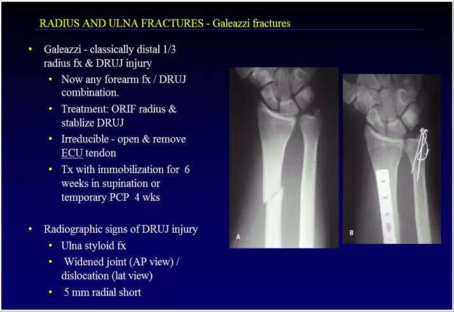Galeazzi fractures, a couple eponyms you probably need to remember. The classic Galeazzi fracture is a fracture of the distal 1/3 of the radial shaft with an associated dorsal dislocation of the ulna, or a distal radial ulnar joint injury. We now will commonly refer to a fracture as a Galeazzi fracture if there's any forearm fracture with an associated DRUJ injury. The treatment is to perform anatomical plate fixation of the radial shaft and then stabilize the DRUJ.